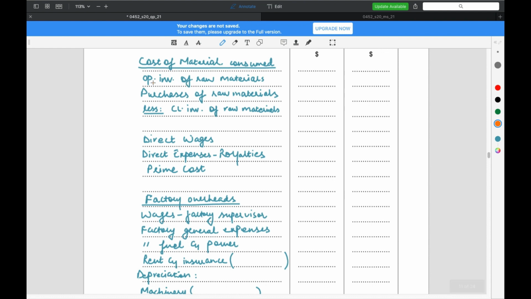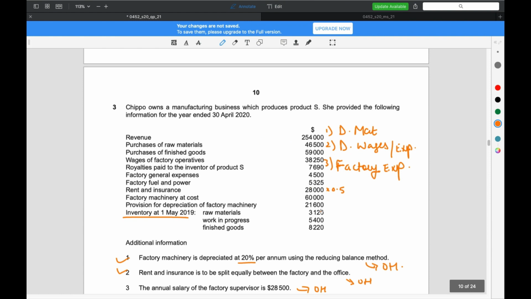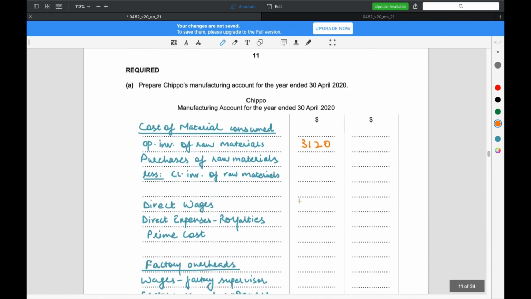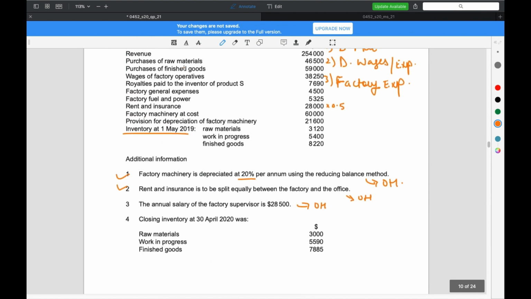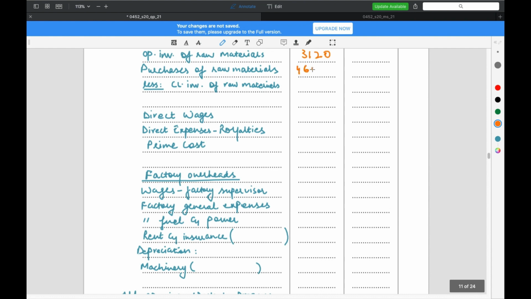We start the raw materials section by writing down the opening inventory of raw materials that was left last year. That is going to be 3120. So I'm just going to write them down because I wrote them down for myself on a paper. So you guys obviously will have to search for these over on here, but I'm just doing this to save time. And then purchases for raw materials, he's given you this as well, so we have to write that down. That is going to be 46,500, and then we subtract the closing inventory of raw materials, which is going to be $3,000.